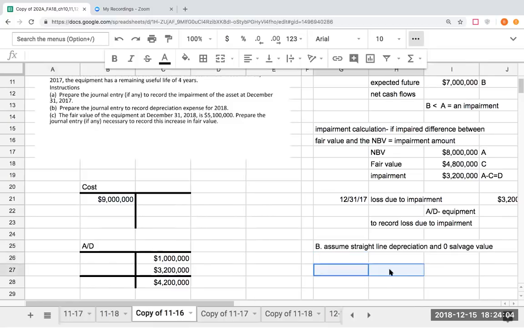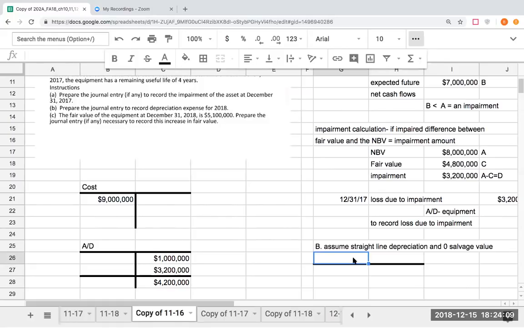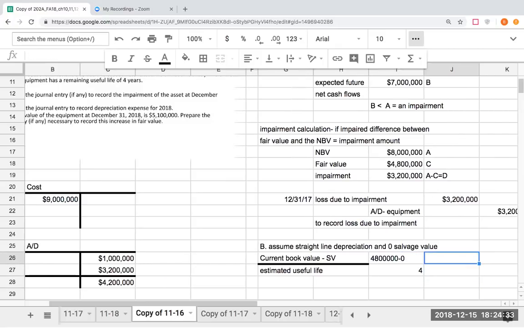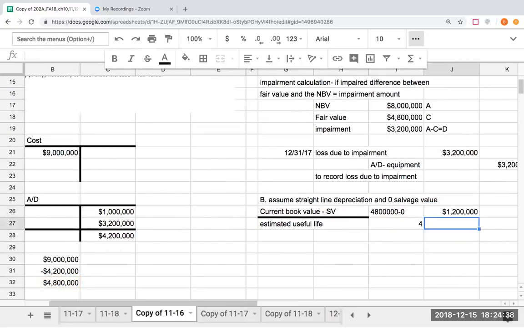So what that will be right here is, for 2018, I'm going to take my acquisition cost, or basically my carrying cost. We'll call this the current book value, minus the salvage value, divided by the estimated useful life. My current book value is 4.8 million minus a 0 salvage value, divided by 4. So I'm going to get 4.8 million divided by 4, or roughly 1.2 million.